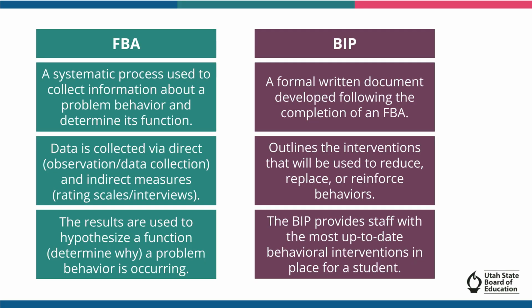An FBA is a systematic process to collect data about a problem behavior and determine its function, or why it is occurring. Data is collected using direct observations and indirect measures like interviews. The BIP is a formal written document developed after the FBA. It outlines interventions to reduce, replace, and reinforce behaviors, providing staff with up-to-date support strategies.